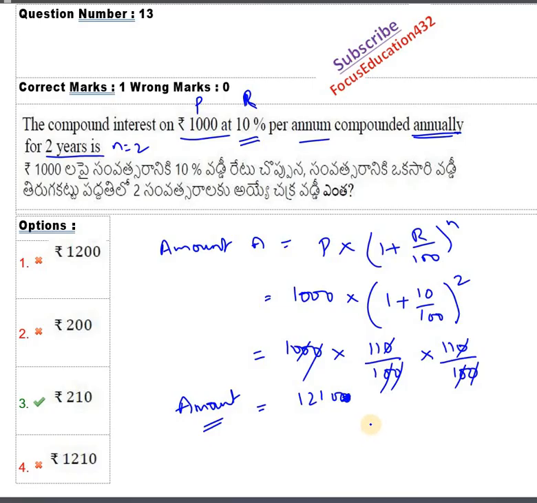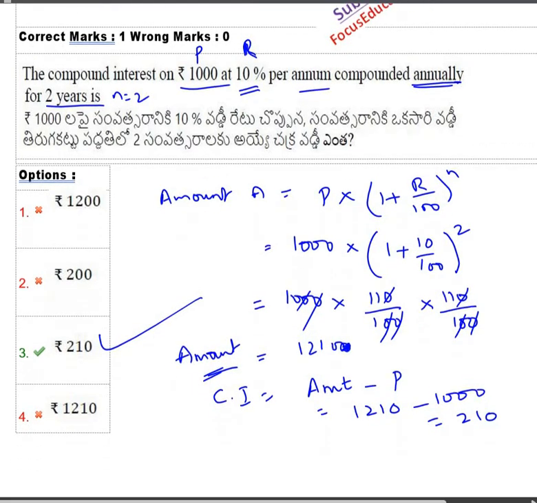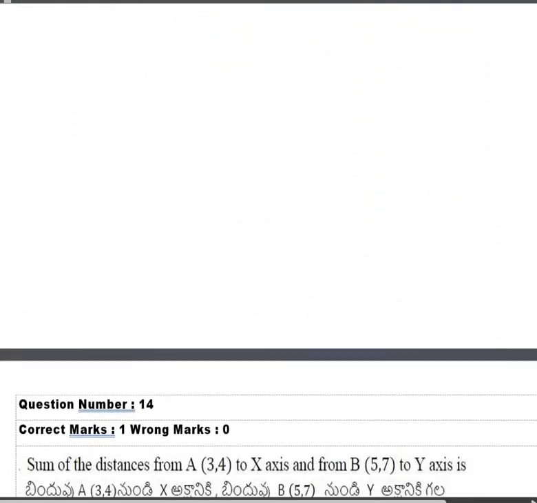So here what we have to find is actually the compound interest. Compound interest is equal to the amount minus the principal, because amount means principal plus interest. So 1210 minus the principal, which is 1000 initially. So what we will get? 210. So the correct answer is this one. The only thing is you have to remember the formula and a few basic things, then you can do it. Of course, you should do the calculations somewhat fast.